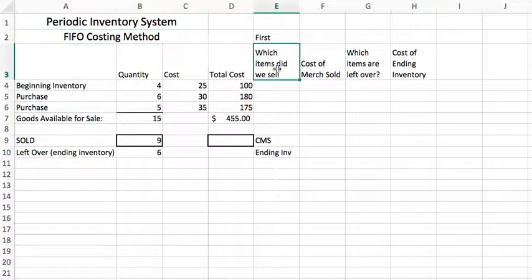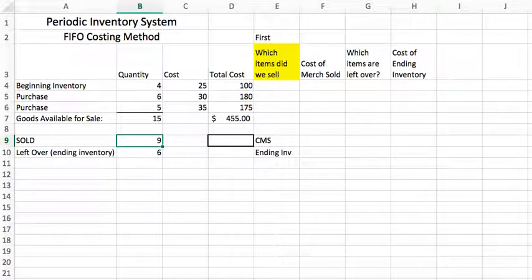The question you'll have to ask yourself first is, which items did we sell? Well, we know that we sold 9 items, right? And so now we've got to figure out which 9 tricycles we sold. With FIFO, it means that the first items in were the first ones to go out the door. So we must have sold 4 of the $25 items, right? And then we know that we sold 9, so we must have sold 5 of this second layer of inventory to make up that 9.